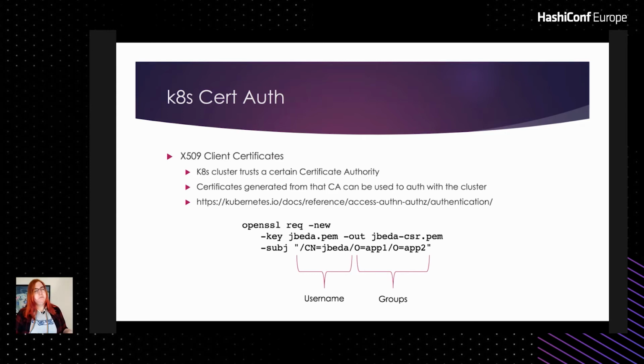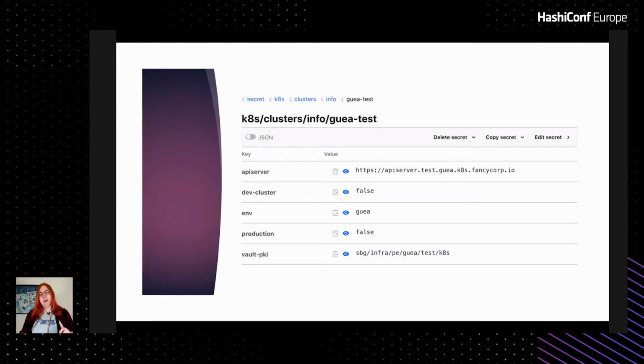So our solution: hey, this sounds a lot like something that Vault PKI can do. Now our implementation is a bit more flexible than what we've got for AWS in that it's not tied to specific paths. We have some static secrets where we define some cluster-level metadata, which includes things like the API server for the cluster, whether it's production, and the location of the secret engine in Vault that you can generate your certificates from.